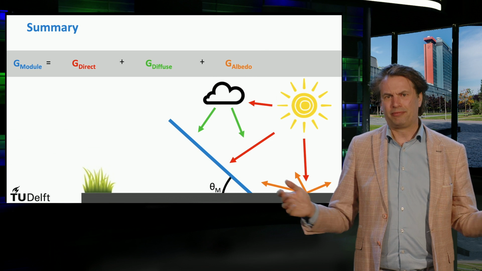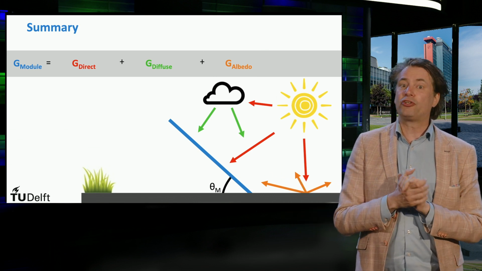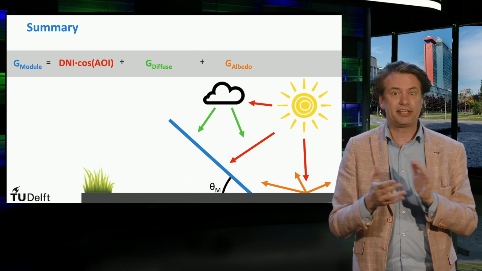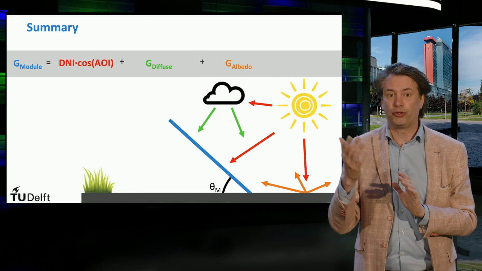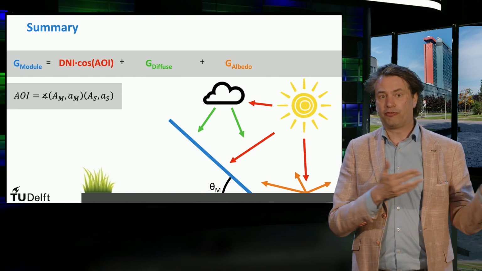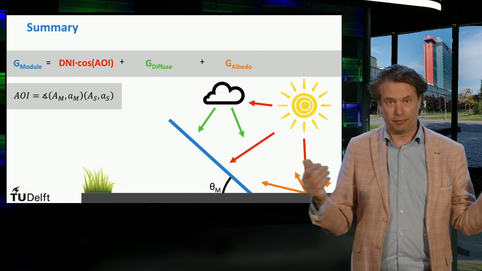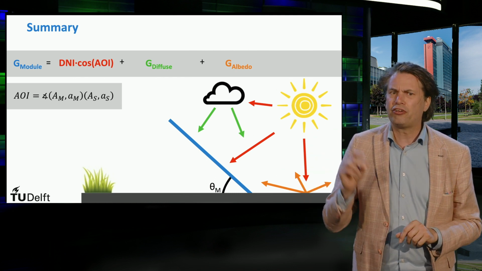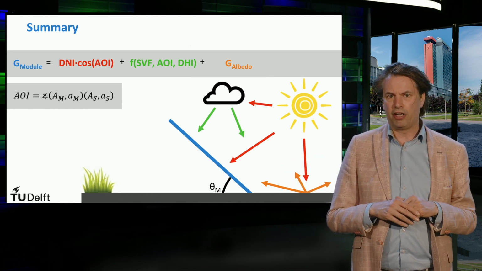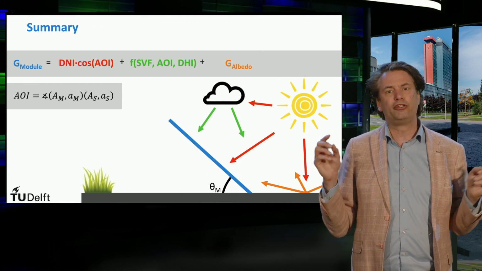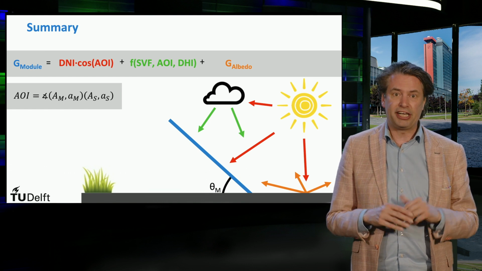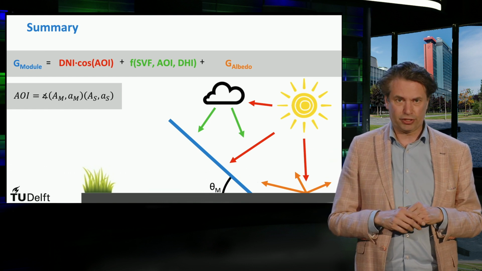In summary, we divided the irradiance incident on the surface of a module into three components. The direct irradiance can be calculated by multiplying direct normal irradiance by the cosine of the angle of incidence. The latter was derived using trigonometry. The second component is the diffuse irradiance, which depends on your choice of sky model and the available measurements. Generally, the diffuse irradiance is a function of the sky view factor, the DHI, and again the angle of incidence.